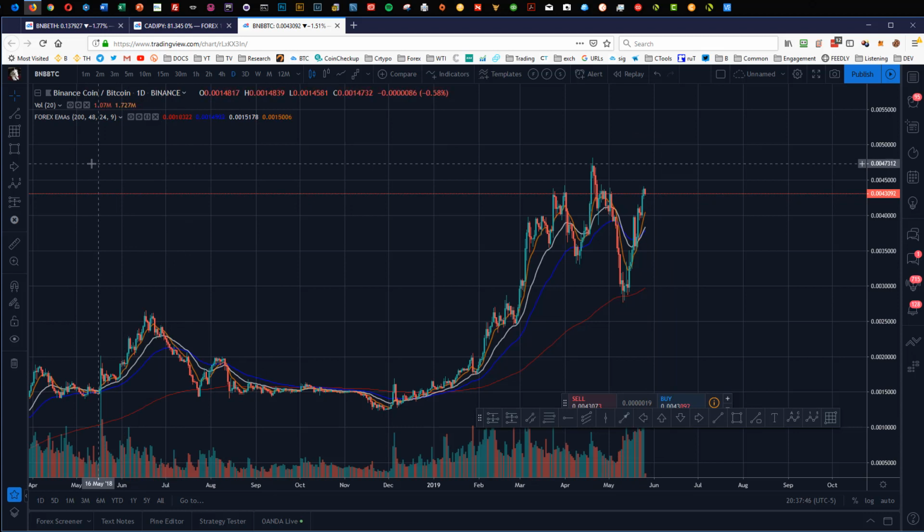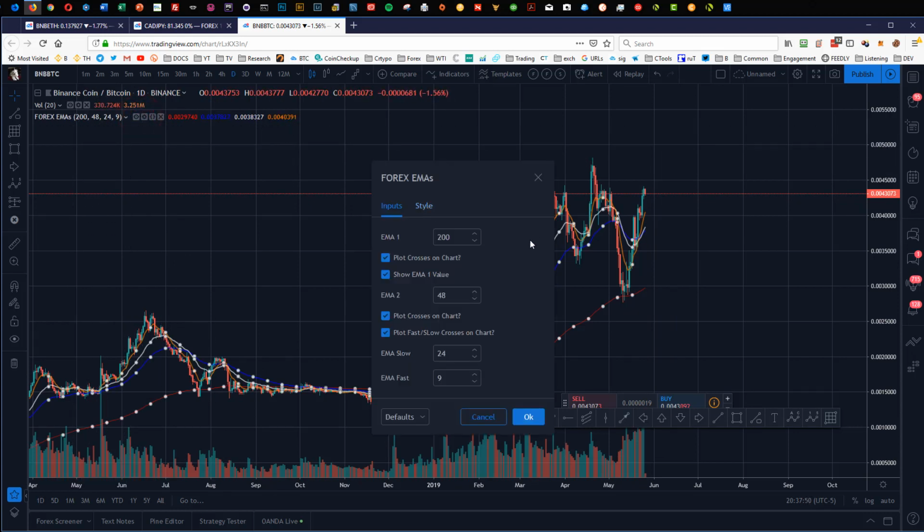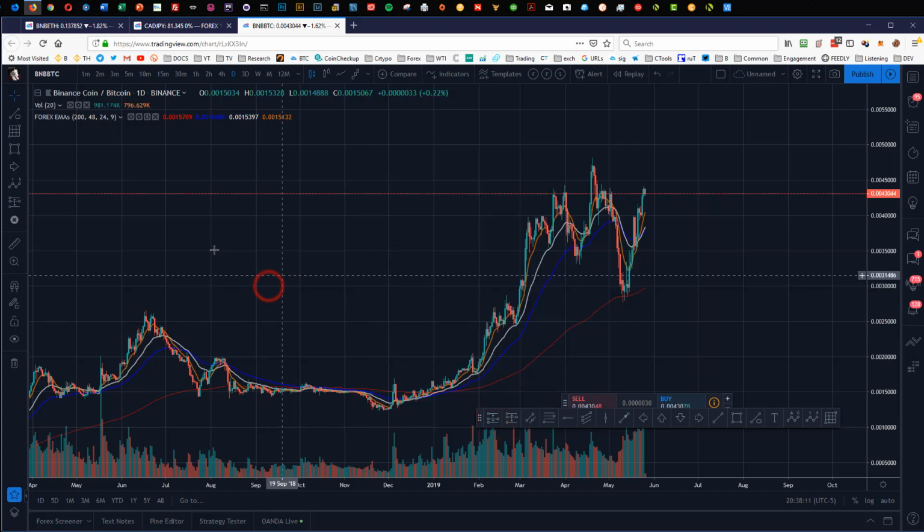So I just added this to the chart. These EMAs, exponential moving averages, are the 200, the 48, the 24, and the 9. The 24 and the 9 are moving averages I use across most markets. Most people will use the 20. I like the 24 specifically because it filters out a little bit more of the noise. Plus, on an hour time frame, it will give you a true 24-hour view of that moving average.